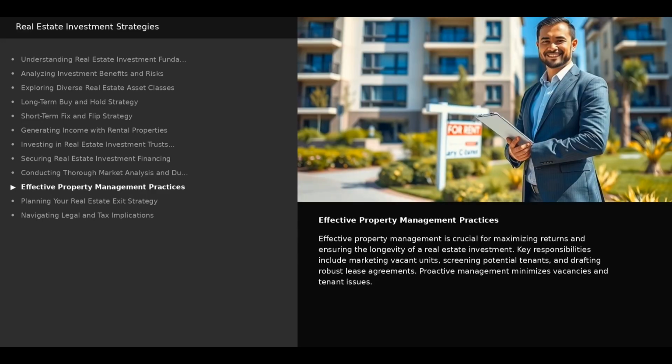Effective property management practices. Effective property management is crucial for maximizing returns and ensuring the longevity of a real estate investment. Key responsibilities include marketing vacant units, screening potential tenants, and drafting robust lease agreements. Proactive management minimizes vacancies and tenant issues.